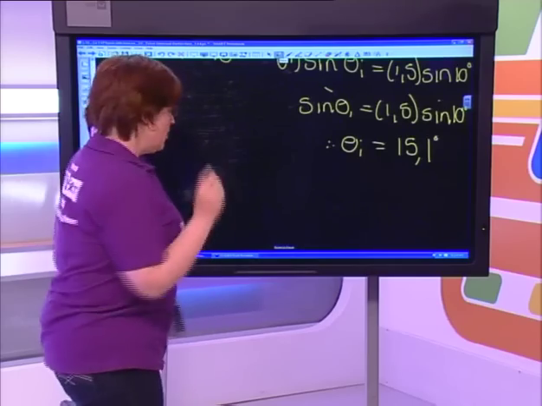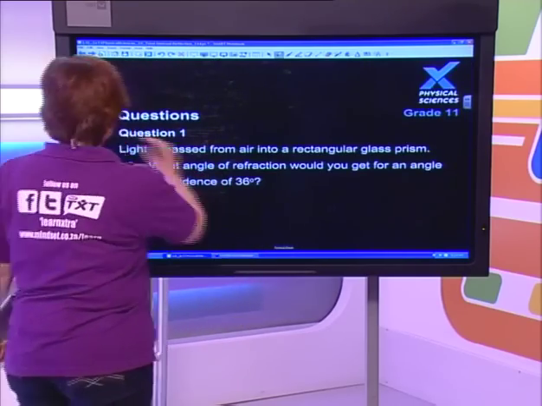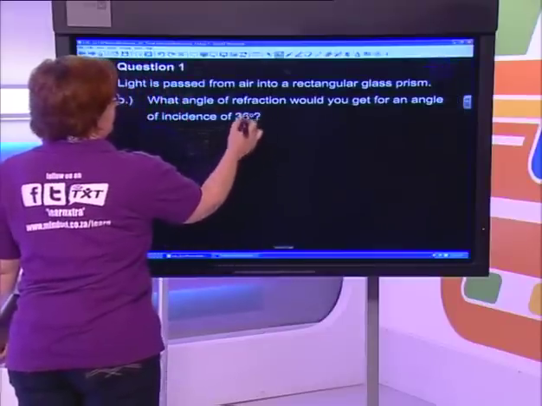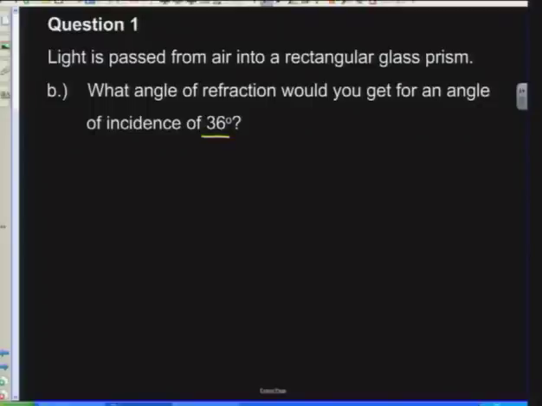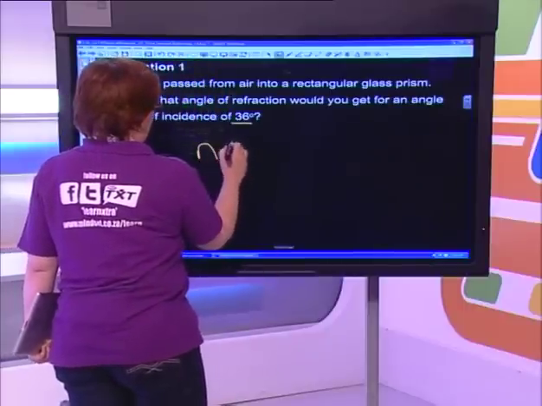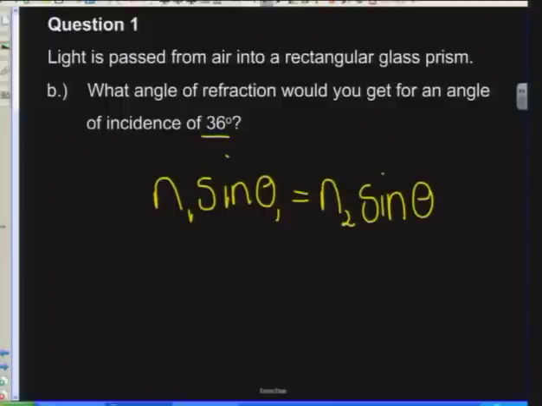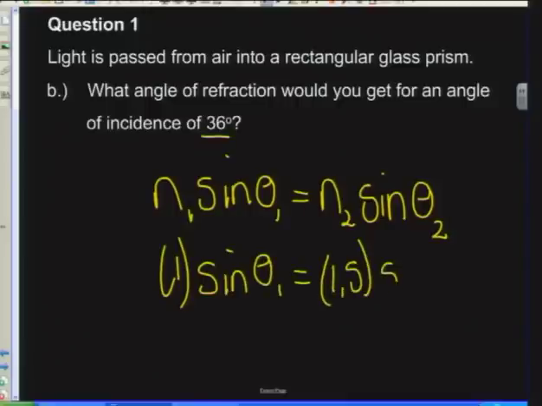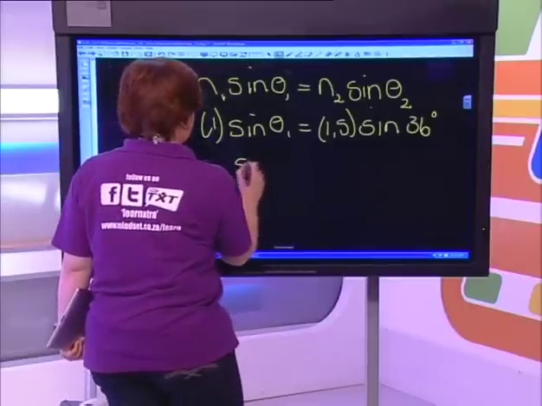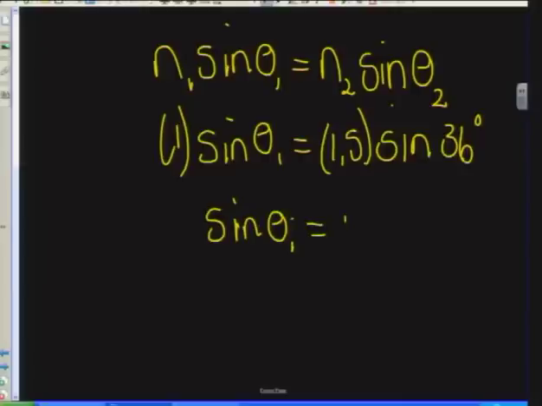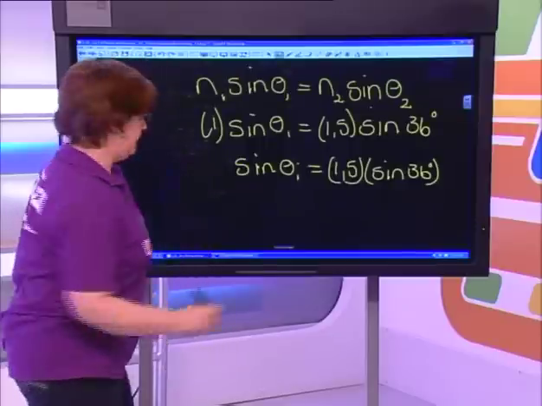So it's going to be 15.1 degrees. Okay, we're going to do another one just to make sure that you can actually set it out. It's the same concept, but now instead of 10 degrees, we're going to use 36. Same process, okay? So we have sine theta, N2 sine theta 2. N1 is 1. We like it when they do that because it makes our lives so much easier. And this is 1.5, like in the last one, and sine 36 degrees. Remember, I can divide both sides by 1, so that gives me sine theta for my incident ray on its own.